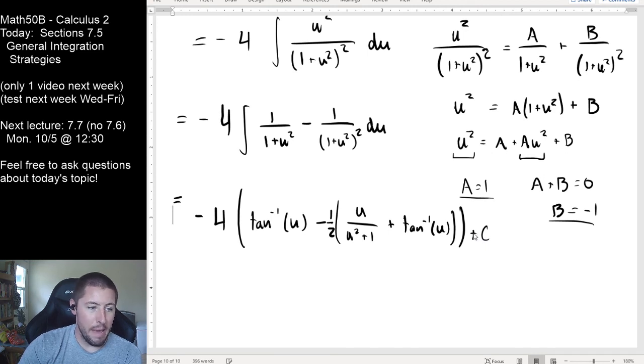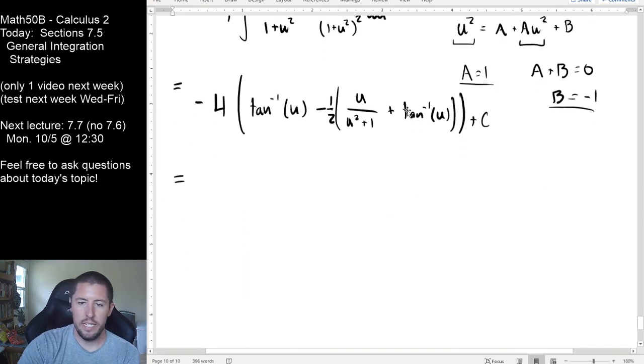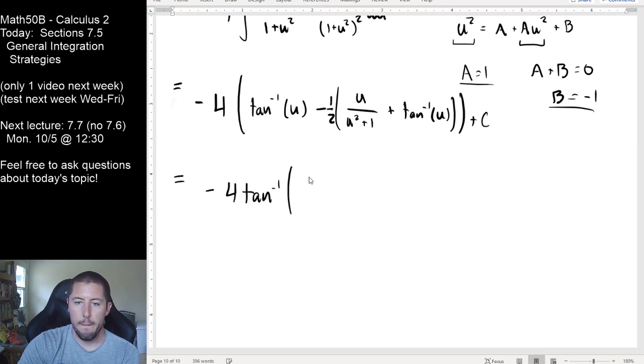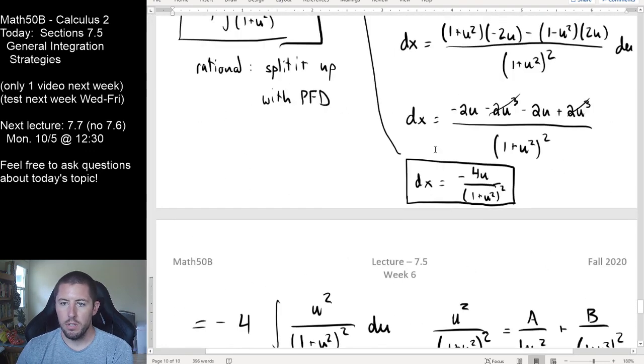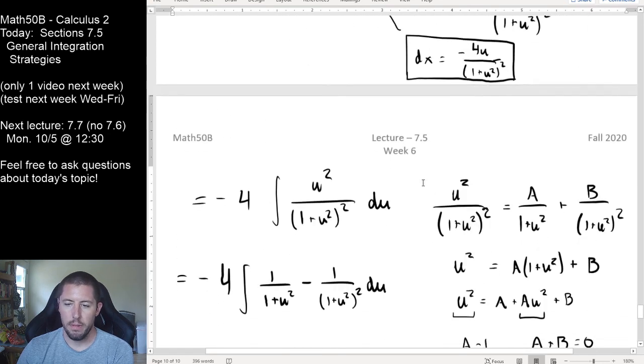So here's the good news and the bad news. The good news is that we kind of did it, I guess, technically, maybe. The bad news is that we're still in terms of u, and we really need to be in terms of x. The good news is it looks like we have a couple different groupings of tan inverse of u. So I'm going to distribute this negative 4, simplify a little bit, and we'll compare our answers. Now remember that u was really the square root of the big gross thing. u is really the square root of (1 minus x) over (1 plus x).